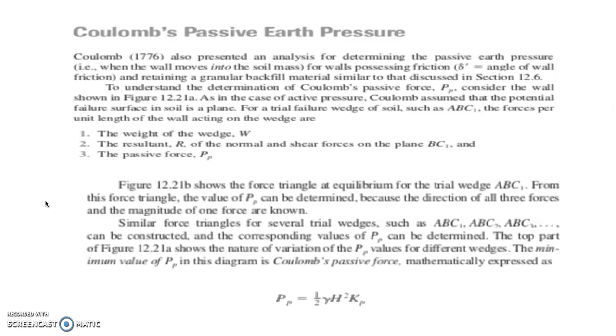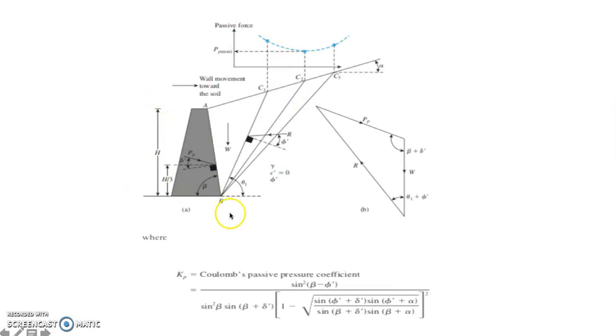Now let's move on to Coulomb passive earth pressure. For Coulomb passive earth pressure, the difference from the Rankine passive earth pressure is that, of course, we are on Coulomb, which means that we consider the friction of the retaining wall in the analysis for the passive earth pressure.